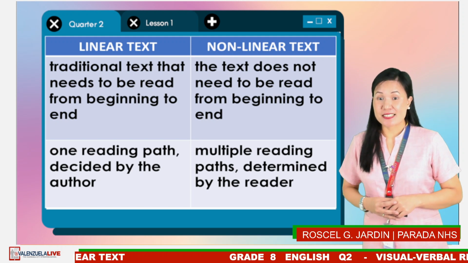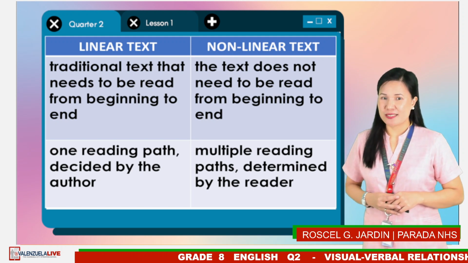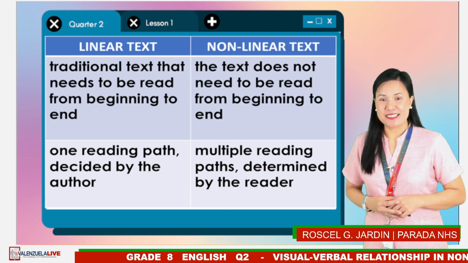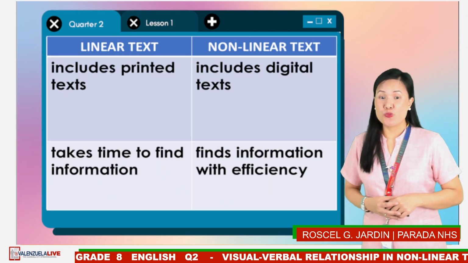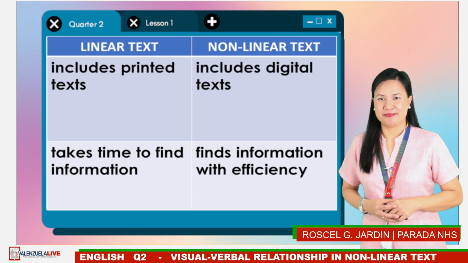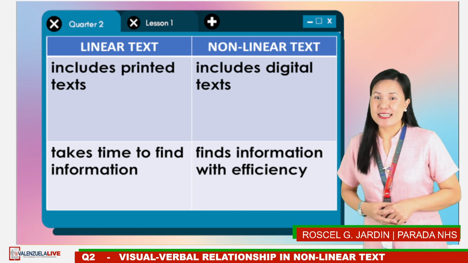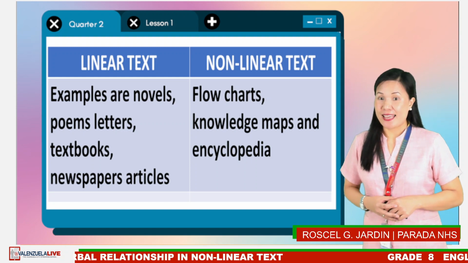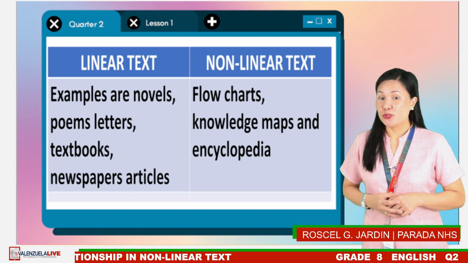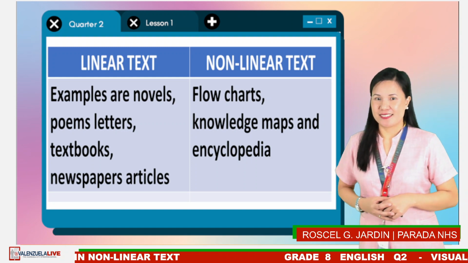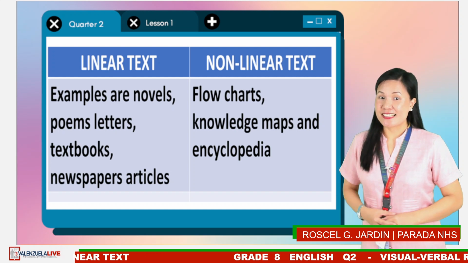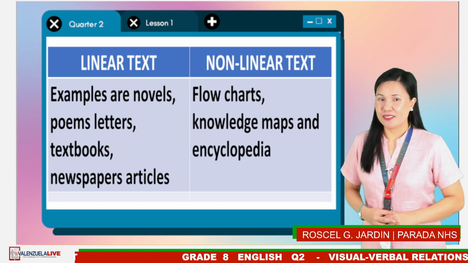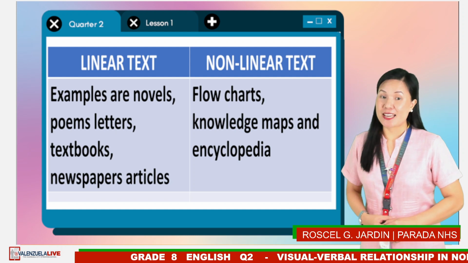Linear text takes time to find information. Nonlinear text finds information with efficiency. Linear text examples are novels, poems, letters, textbooks, newspapers, and articles. Nonlinear text examples are flowchart, knowledge maps, and encyclopedia.